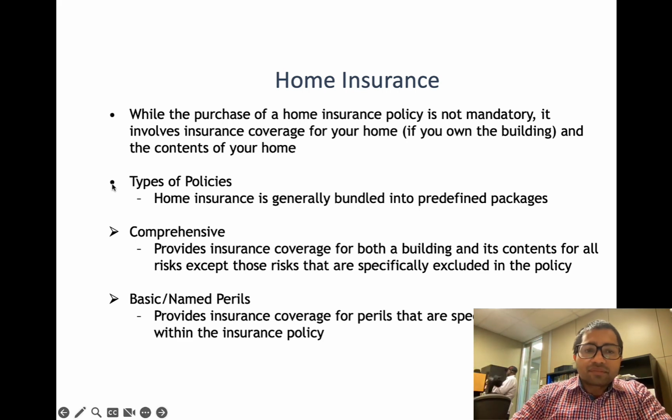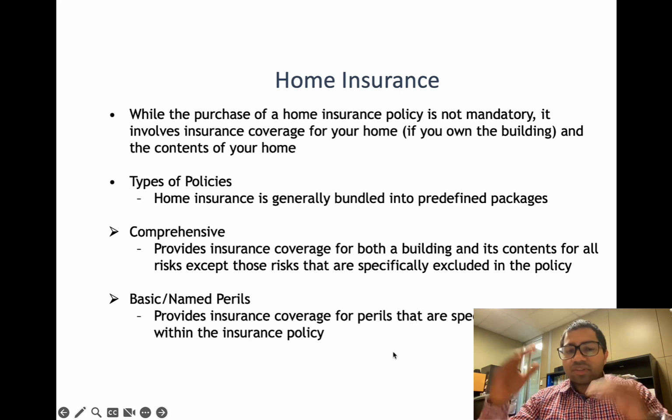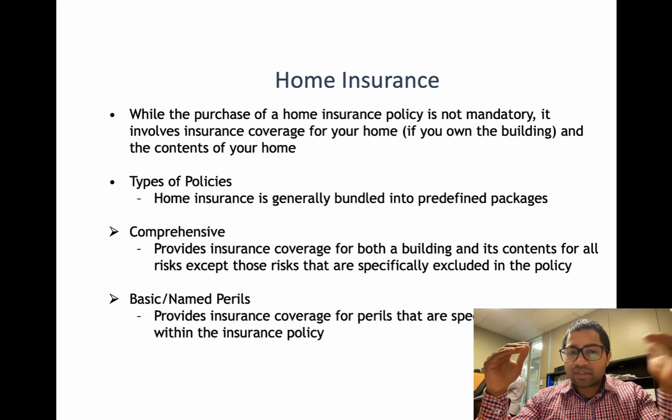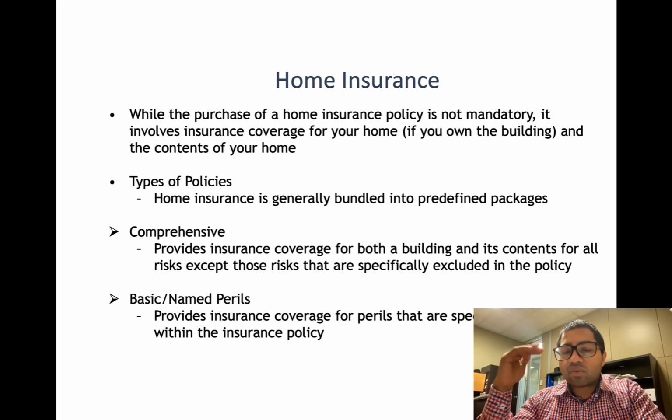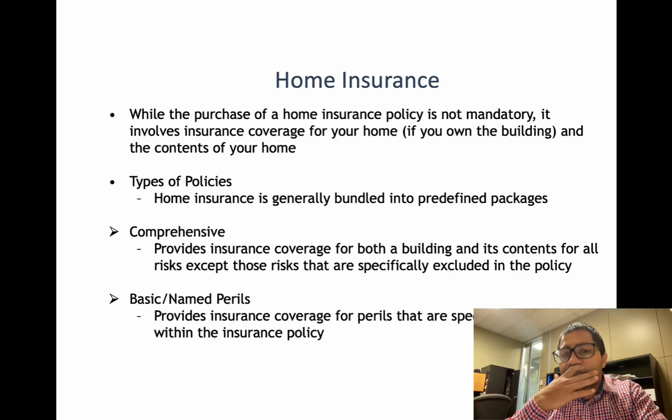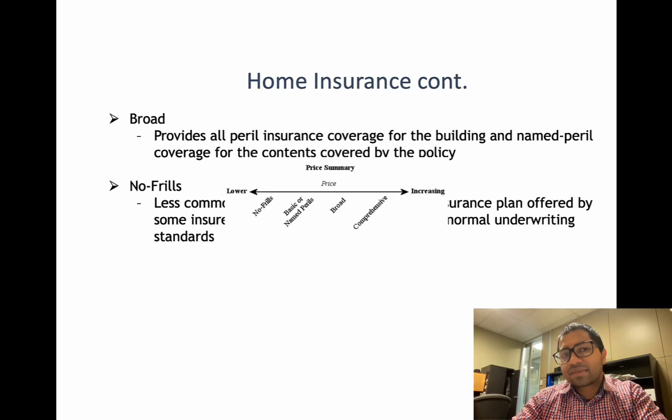Okay, then there are basic or named perils. It provides insurance coverage for perils that are specifically named within the insurance policy. So the difference is that comprehensive covers all risks except the exceptions, while named perils will cover only the risks mentioned in the policy. It will not cover anything else.